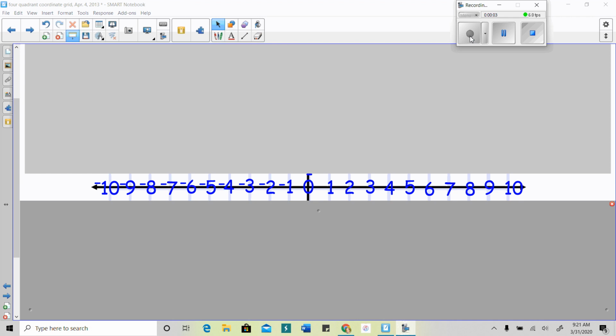Today we will be learning about the four-quadrant coordinate grid. We've already learned about the quadrant 1 grid, which is the positive grid. And today we'll be doing all of the quadrants now that we have learned about our negative numbers.